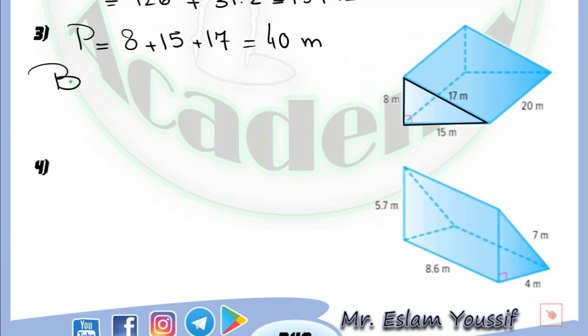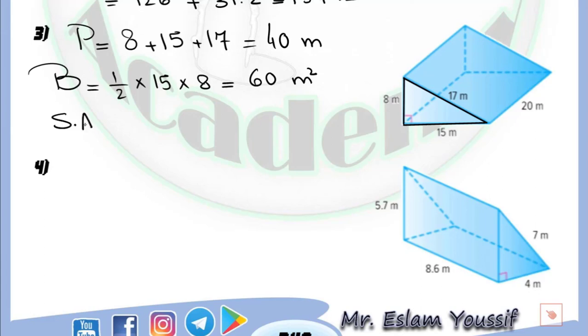Now we need to find the area. The area will be equal to half times base times height. Because the triangle is a right angle triangle, we'll just use the legs. It will be 15 multiplied by 8 times half. The answer will be equal to 60. 60 squared units, because we are talking about area.